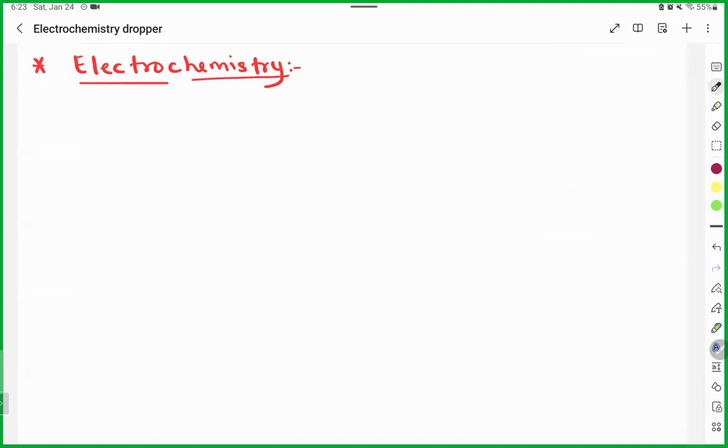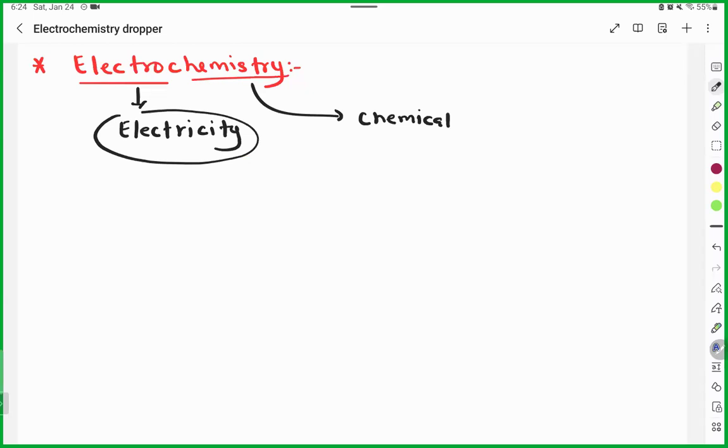Electrochemistry, as the name suggests, electro means electricity. When you involve electricity and you are studying the chemical part related to the electricity, that is electrochemistry. I'm not saying you are converting electricity into chemical or chemical into electricity. I am just saying you are involving electricity by using some chemical.